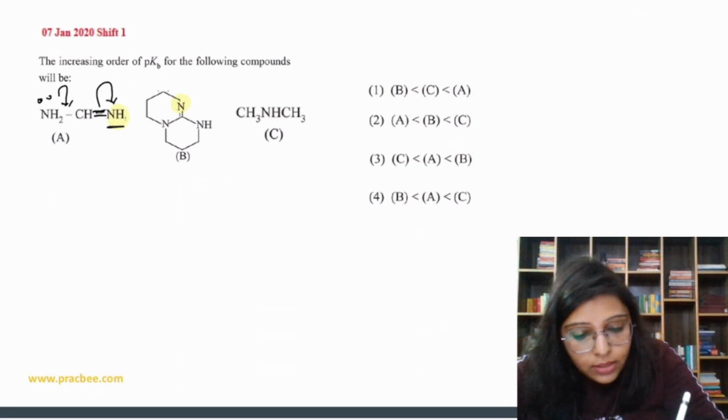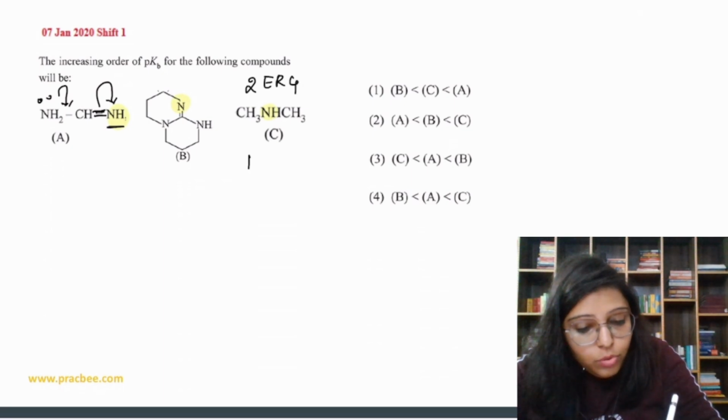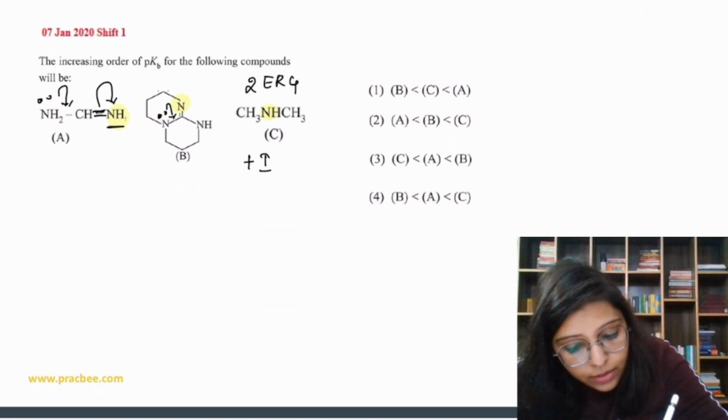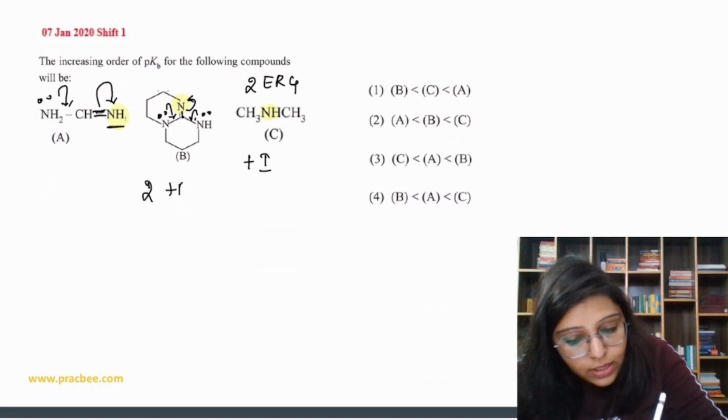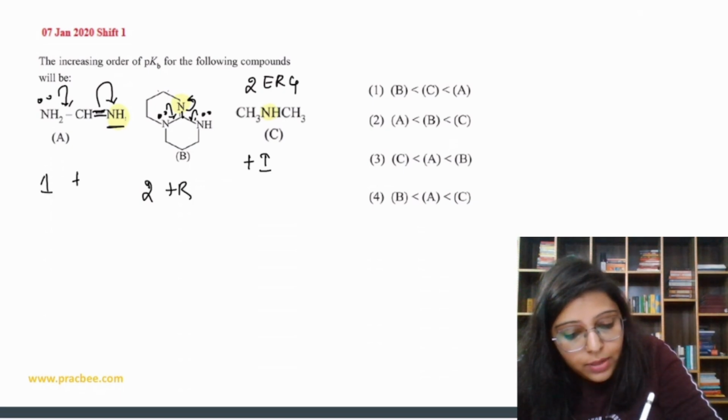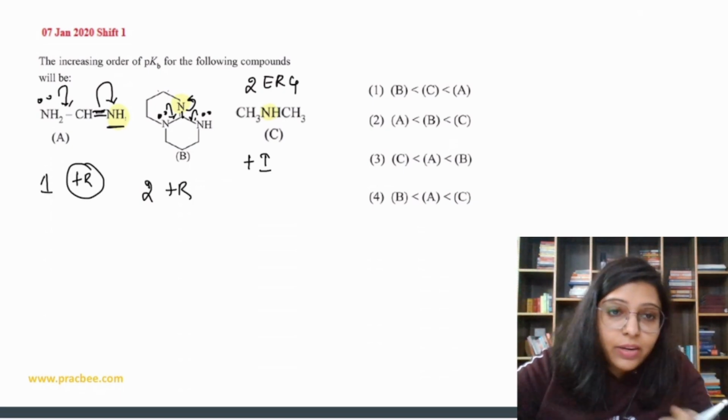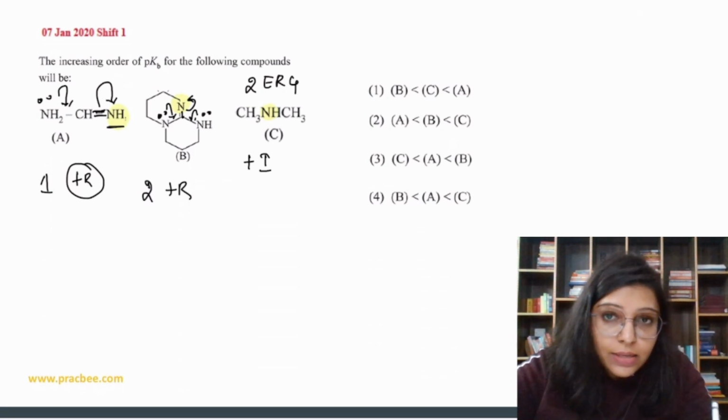And we can increase electron density on this nitrogen. So here we have two electron releasing groups, but both with a plus I effect, right? Here we have a plus R effect. In both we have a plus R effect, so two plus R effects. And here we have one plus R effect. So plus R effect, resonance is more dominating in comparison to inductive effect.